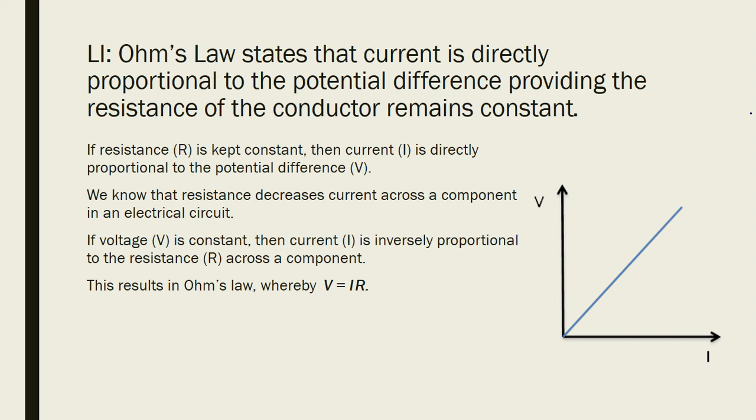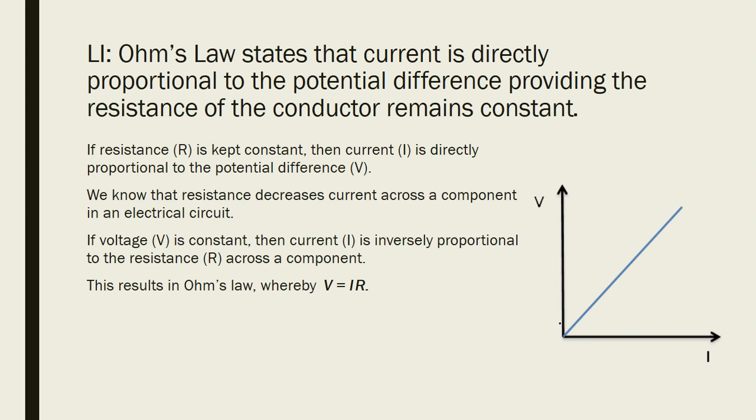So in this video we're going to be looking at Ohm's law. Now Ohm's law states that current is directly proportional to the potential difference providing the resistance of the conductor remains constant. So what this means is that if we can keep the resistance in a circuit constant, then the current is directly proportional to the potential difference.